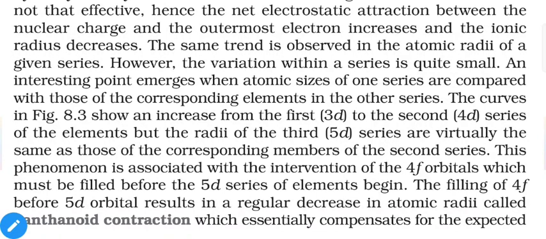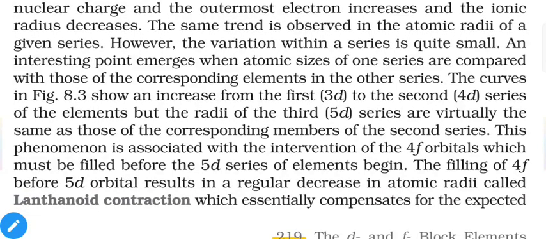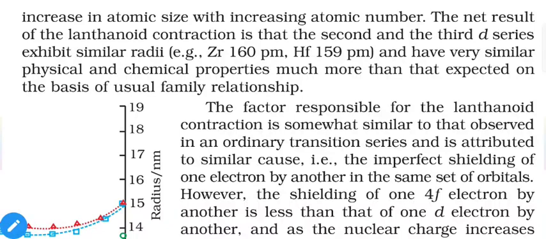Because of the f orbitals, their nuclear charges will be comparatively very high, and because of that the attraction also increases. The filling of 4f before the 5d orbitals results in a regular decrease in atomic radii called lanthanoid contraction, which essentially compensates for the expected increase in atomic size with increasing atomic number.